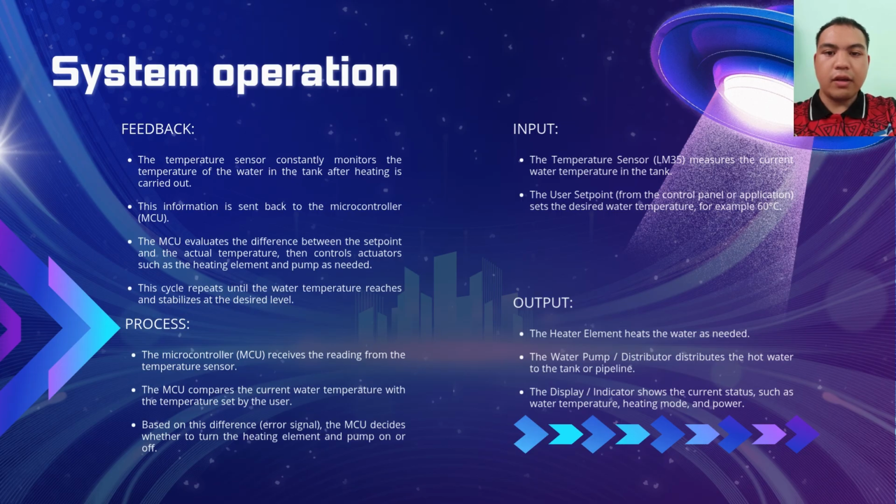Then lastly is the feedback. The temperature sensor constantly monitors the new water temperature after heating is carried out. The information is sent back to the microcontroller. The MCU evaluates the difference between the set point and the actual temperature, then controls actuators such as the heating element and pump as needed. The cycle repeats until the water temperature reaches and stabilizes at the desired level. That's all from me. Thank you.